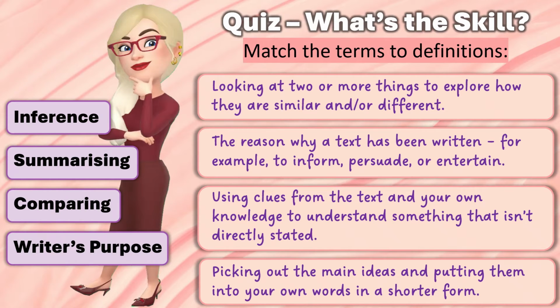Okay, time for the answers. So inference is using clues from the text and your own knowledge to understand something that isn't directly stated. Summarising is picking out the main ideas and putting them into your own words in a shorter form. Comparing is looking at 2 or more things to explore how they are similar or different. And writer's purpose is the reason why a text has been written, for example, to inform, persuade, or entertain. How did you do?